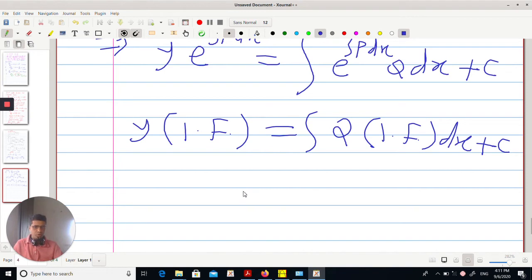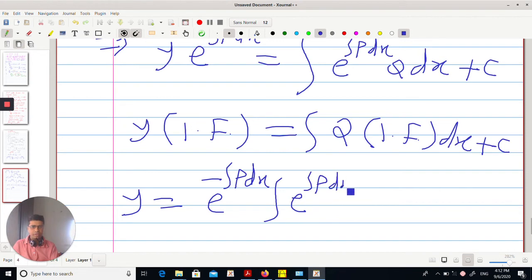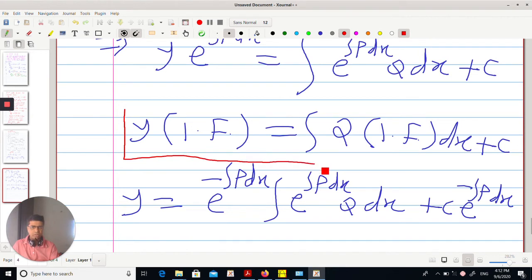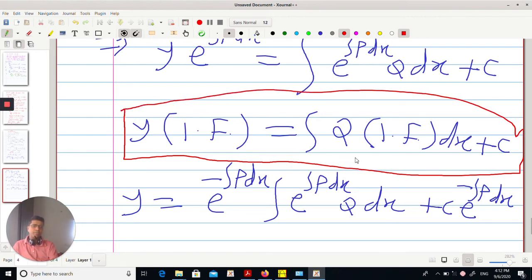So this is the formula for the solution of a linear differential equation, and from this we can obtain y as y equal to e raised to minus integral p dx integral e raised to integral p dx q dx plus c into e raised to minus integral p dx. Okay, so instead of taking this last as a solution, it is easy to remember the formula y into integrating factor equal to integral q into integrating factor dx plus c, where integrating factor is e raised to integral p dx.